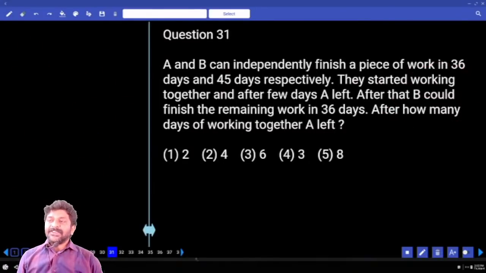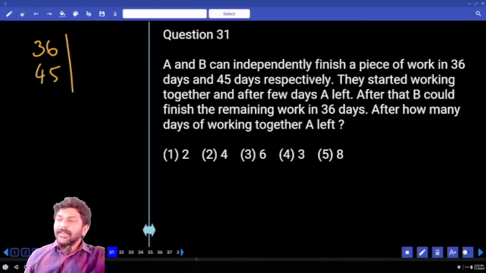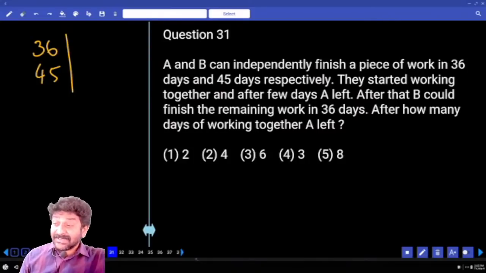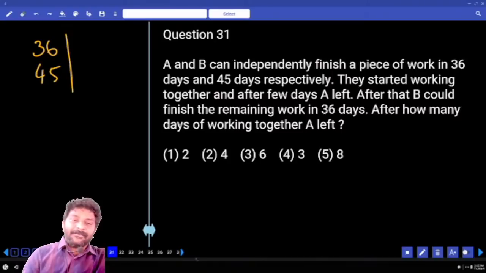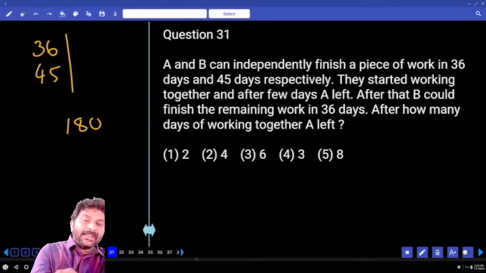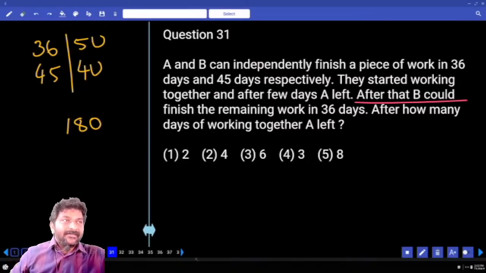A and B can independently finish a piece of work in 36 days and 45 days. They started working together and after a few days A left. After that B could finish the remaining work in 36 days. After how many days of working together A left? Okay, right. So now 36 and 45 LCM is 180. So that means A alone per day can do 5, B alone per day can do 4. Right, they started working together and worked for some number of days and we don't know how many days they worked. Correct? Next, after that A left. Then B completed the remaining work in how many days?